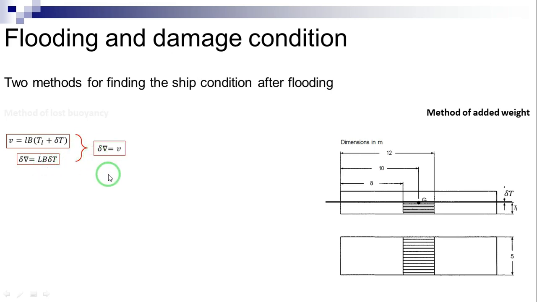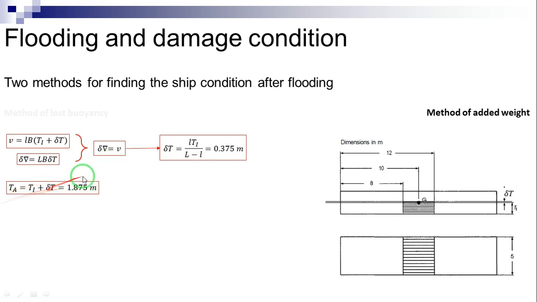Algebraic manipulation and numerical calculations yield this equation. The draft after flooding is calculated using this equation. The volume of flooding water is calculated as shown here, and the height of its center of gravity is equal to T divided by 2.